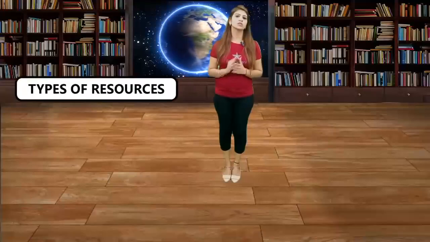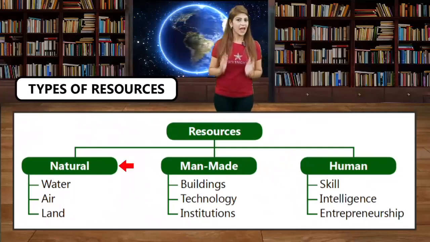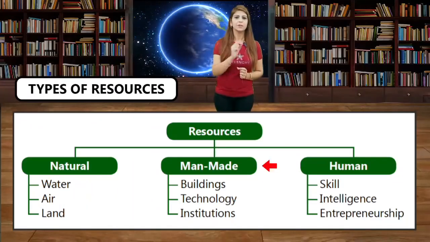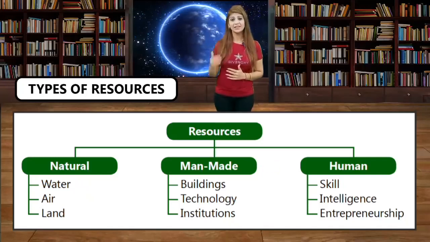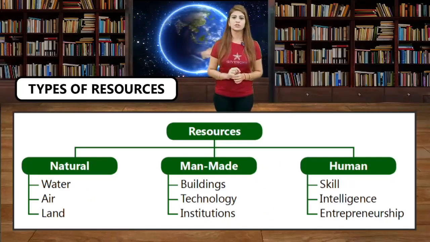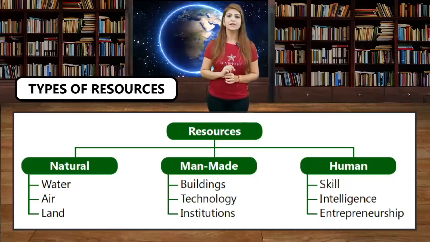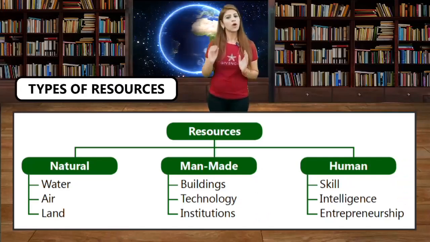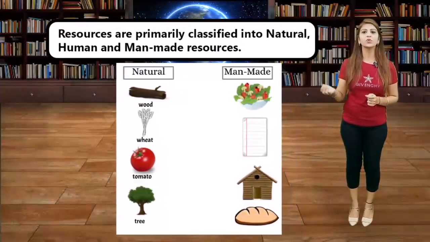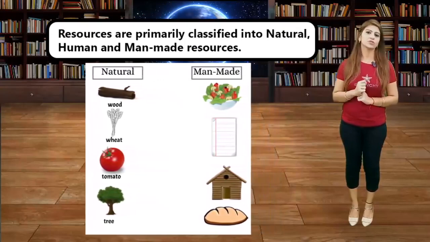Types of resources. Number one, natural, and they are water, air, land. Number two, man-made, and they are buildings, technology, institutions. Number three, human, and they are skill, intelligence, entrepreneurship. Resources are primarily classified into natural, human, and man-made resources.